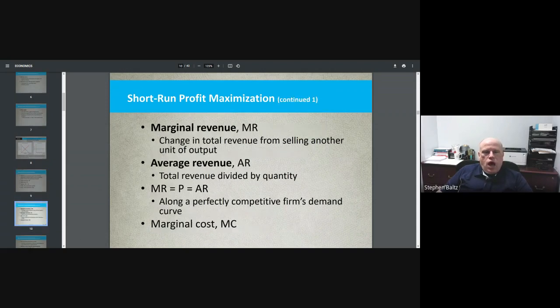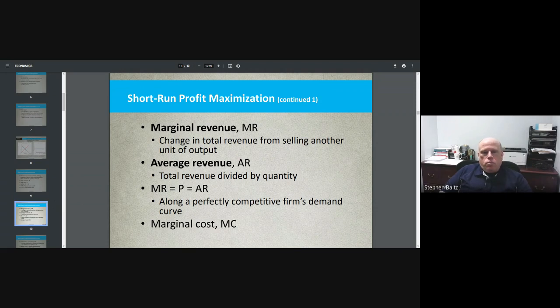Now, short run profit maximization. In order to determine short run profit maximization, you need to calculate your marginal revenue and your marginal cost. All right. Because it's basically the point where your marginal revenue equals your marginal cost that is going to be where you're going to maximize profit in the short run.